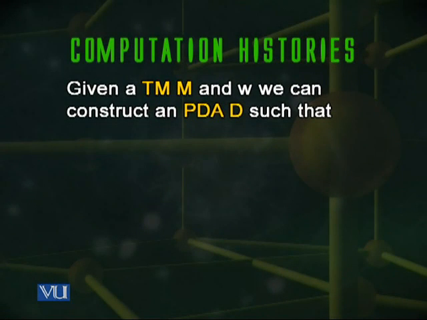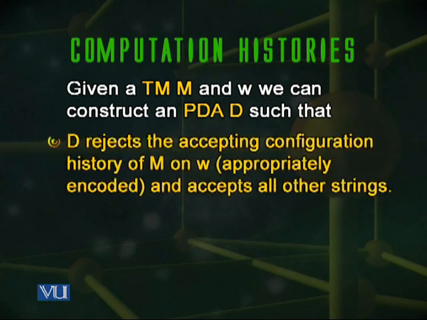What we want to do is construct a pushdown automaton D such that D is going to reject the accepting computation history of M on W and accept all other strings. So this pushdown automaton D is going to only reject the accepting computation history of M on W. Now if M accepts W, there's at least one computation history which is accepting of M on W, and therefore D is not going to accept all strings. It will actually reject this one computation history.